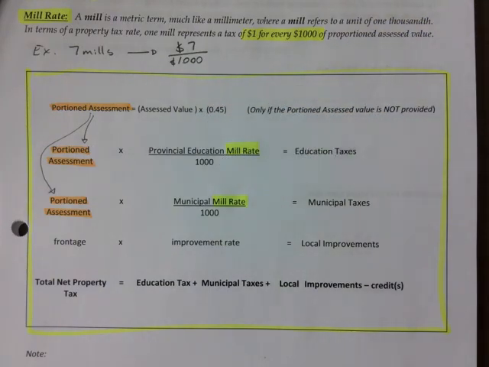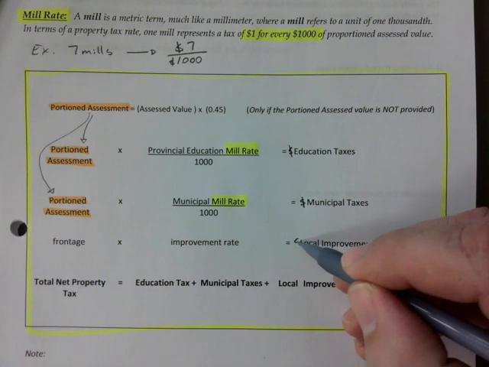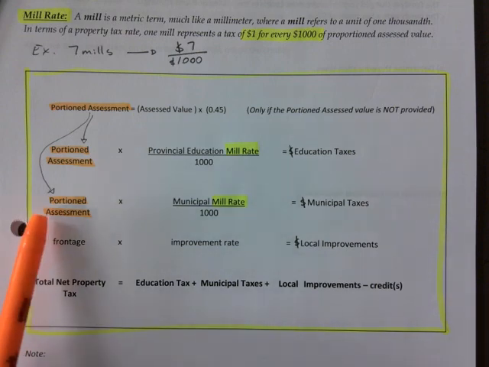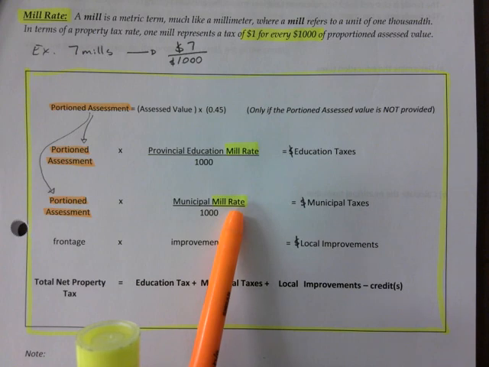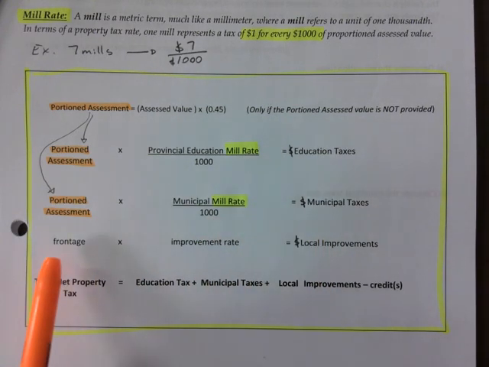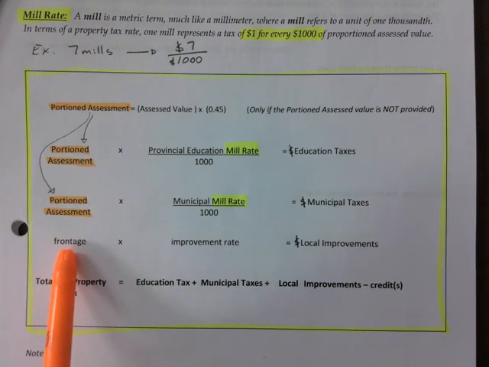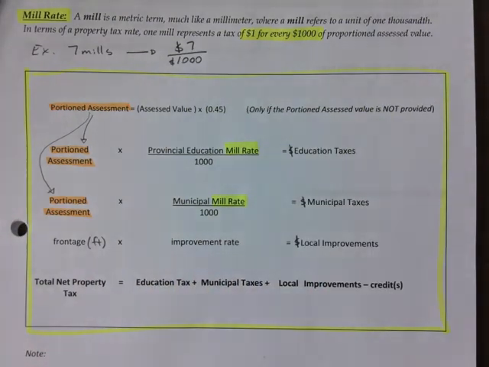You get that dollar amount. This is going to be a dollar amount here. Okay. Then you take your portion assessment again, you multiply it by the municipal mill rate over 1,000. You get a dollar amount there. Then you take your frontage, which will be in feet. We are told that frontage is always going to be in feet. You multiply it by the improvement rate, and then that's going to be your local improvement cost.